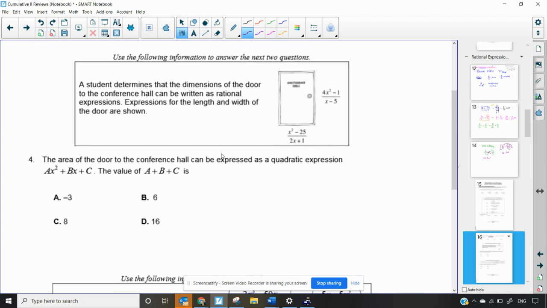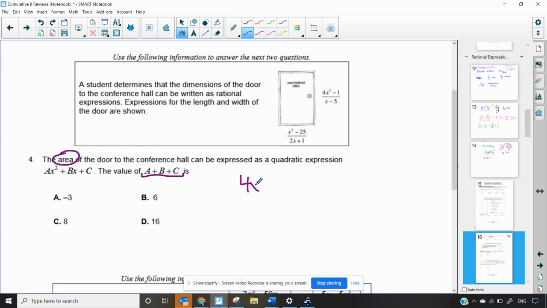All right, let's take a look at this first example here. A student determines that the dimensions of the door to the conference hall can be written as a rational expression. Expressions for the length and the width of the door are shown. The area of the door to the concert hall can be expressed as a quadratic expression. And then we have this silly little puzzle we have to do at the end. But the first thing we're looking at is the area of the door.